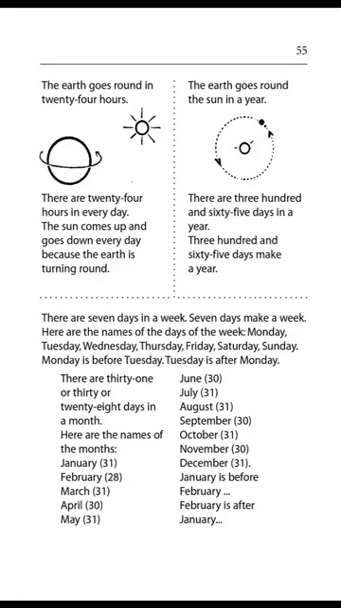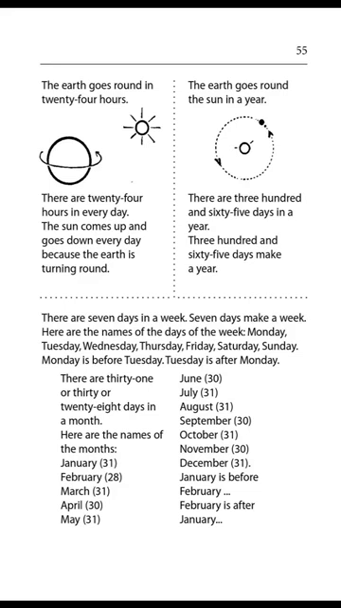Page 55. The earth goes round in 24 hours. There are 24 hours in every day. The sun comes up and goes down every day because the earth is turning round. The earth goes round the sun in a year. There are 365 days in a year. 365 days make a year.